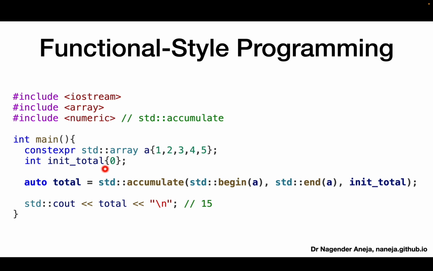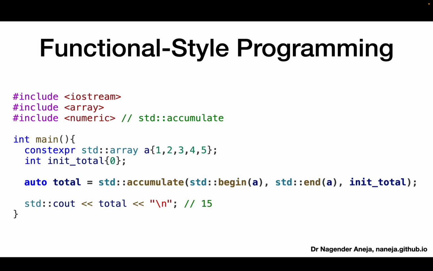So we have initial total as 0, and now we are saying standard accumulate, and here we have the standard begin, which is an iterator. So this will give us maybe the first element. It just says go from begin to end of this array, use the initial total, and then accumulate. So accumulate is a function that will reduce all these numbers to a single number, right? And by default, it does addition, right? If you don't pass anything; we'll see how accumulate can be changed.